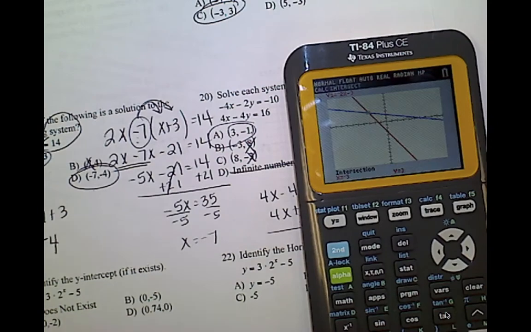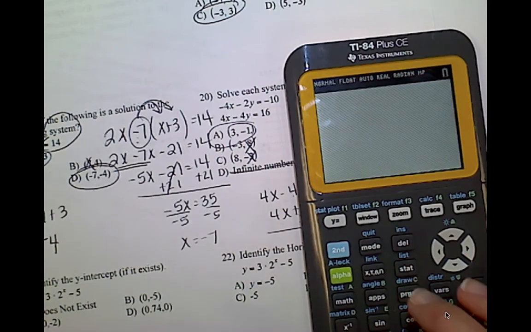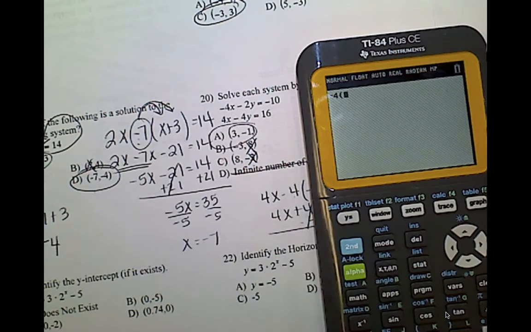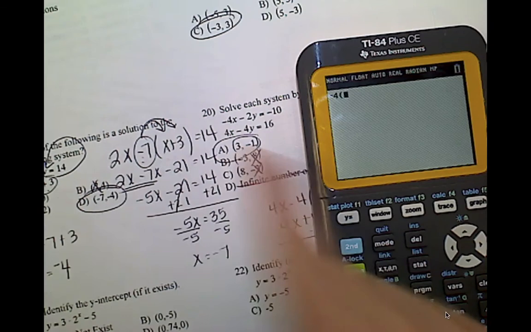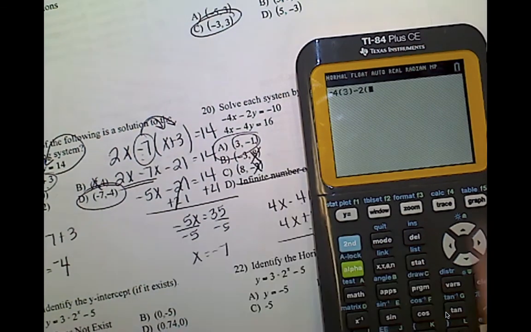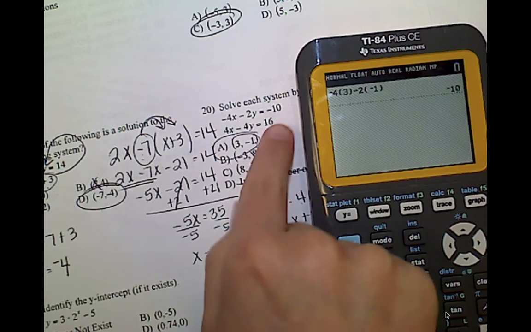So now this one's nice because even if you forgot how to work it out, you can plug the answers in to make sure you get the right answer. So the first equation is negative 4. I'm going to replace the x with what I know the x should be, which is 3. Minus 2 times, replace the y with what I think the y should be, which is negative 1. And it gave me negative 10.